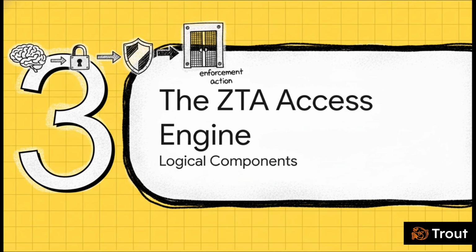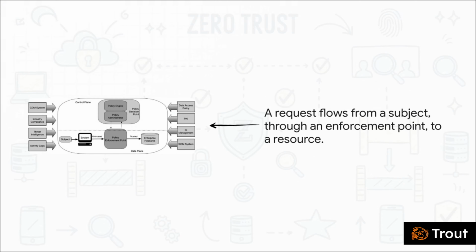So you might be wondering, how does a system actually make these super fast per-session decisions? The real elegance of the architecture is that it separates the decision-making brain from the enforcement muscle. Let's see how that works. This diagram from NIST really clarifies it.